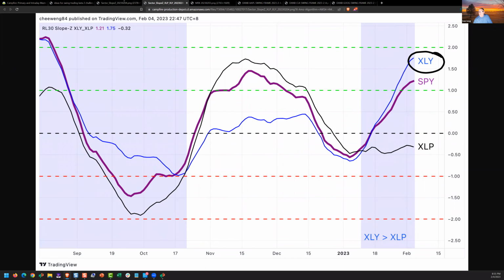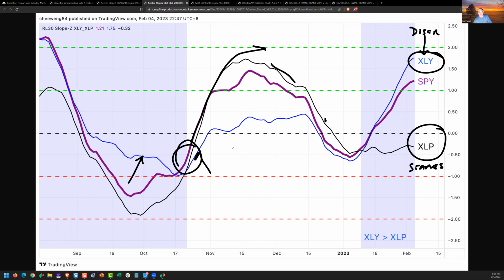Same idea, only now what we're isolating is just a simpler comparison between XLY, which is the discretionary, and XLP, which is S&P staples. And we see that for a long while in here, staples led the market up, and consumer discretionary was lagging until about here. And in this dark shaded blue region are periods when discretionary is leading the way.